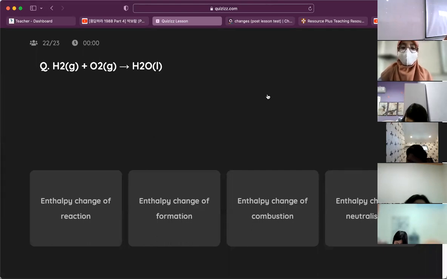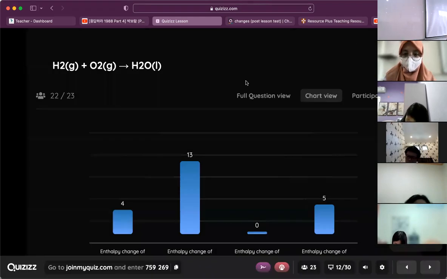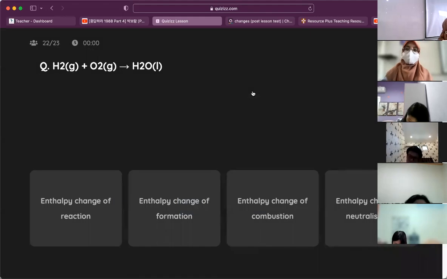What about if you are answering enthalpy change of neutralization? No, we cannot say this one is enthalpy change of neutralization. Yes, it's the forming of 1 mole of water, but it's not from its ions. The water here is forming from its elements.